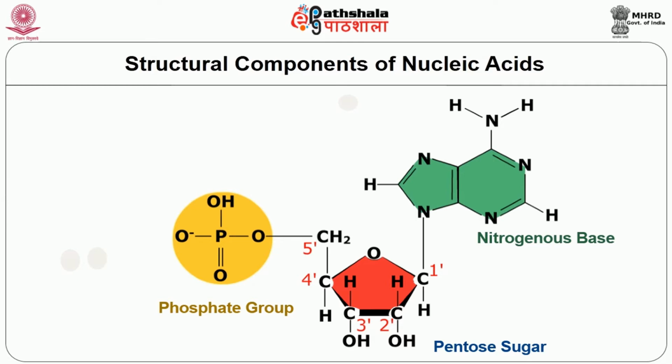Thus, the general structure of the nucleotide monomer can be represented as shown in this figure. The nitrogenous base is attached to the first carbon, the 1' carbon, and the phosphate group to the 5th carbon or the 5' carbon of the sugar. Thus, the nucleotides are formed by the combination of a phosphate group to nucleosides.